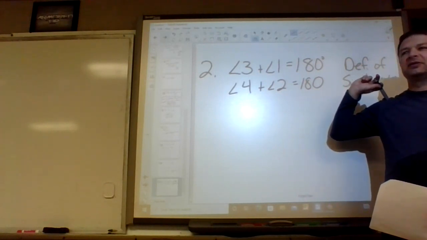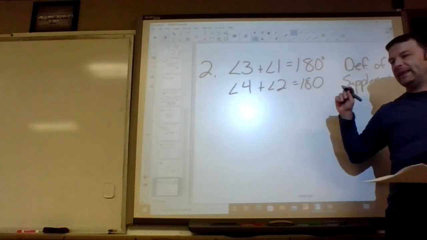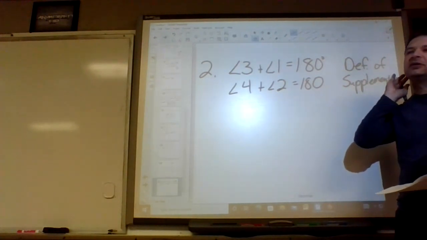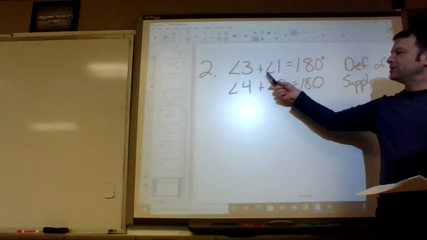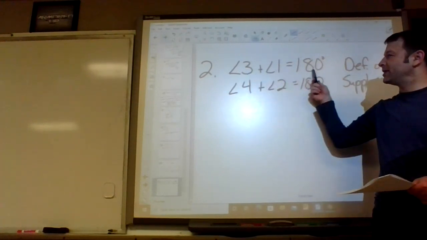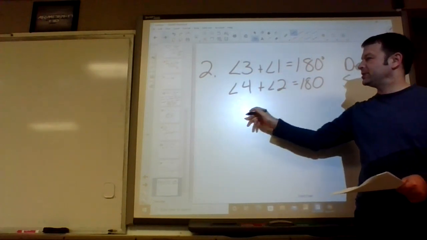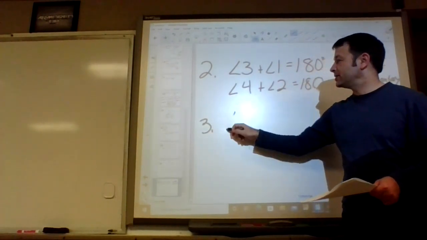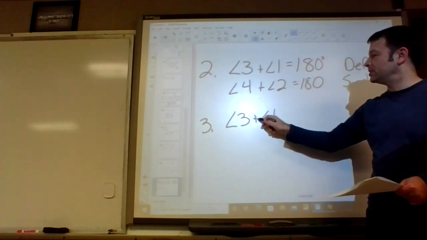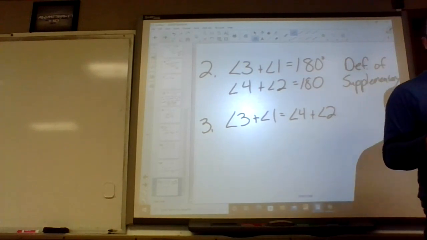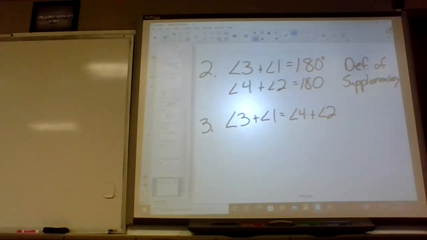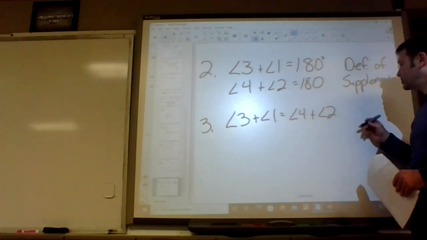Well, they both equal 180. If they both add up to 180, they're equal to each other. So the next line is angle 3 plus angle 1 equals angle 4 plus angle 2. What trick did we just use? Substitution. We replaced 180 with one of those things. Substitution.